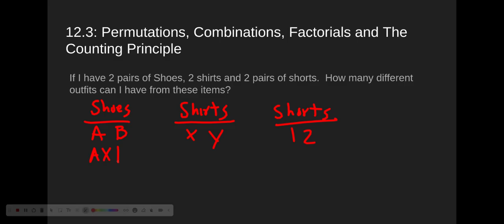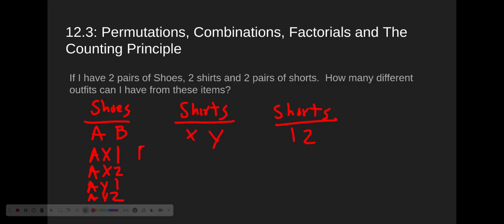So we can have AX1, AX2, AY1, AY2. Okay. And order doesn't matter with these outfits, meaning 2XA would be the same as AX2. So I think that's all the ways we can start with A.